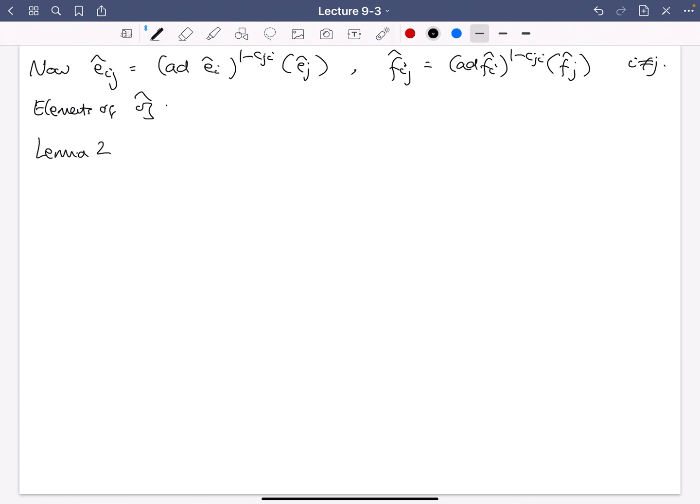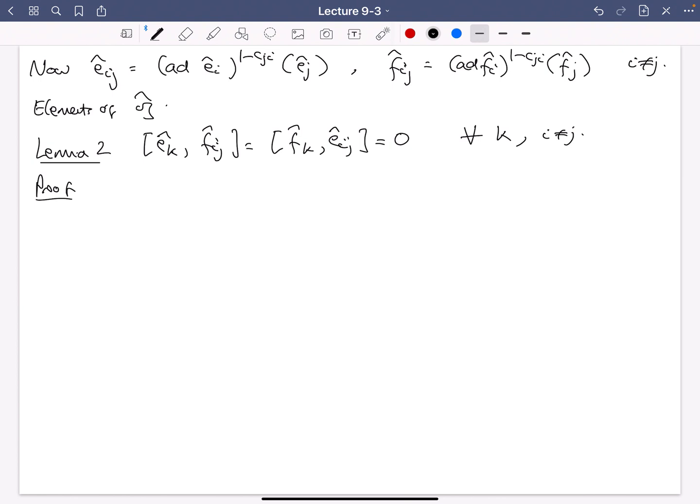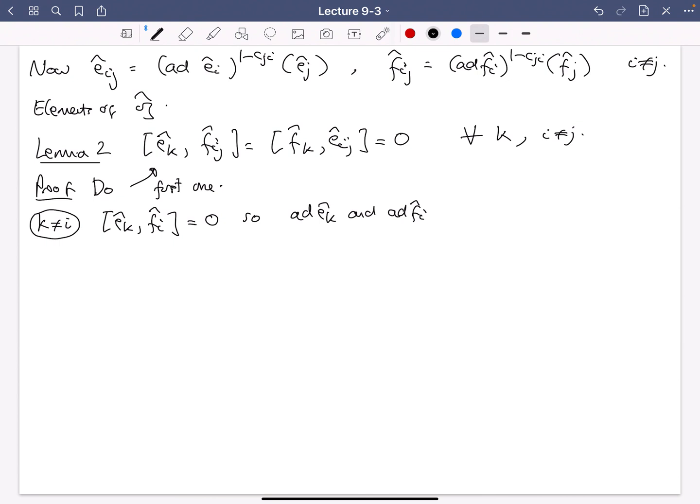And I've got to prove another technical lemma, namely that if you take some E_k hat and you bracket it with this F_ij hat, or with E's and F's reversed, both similar, that's 0 for all k and for all i not equal to j. Okay, so let's quickly run through this. This is just a silly proof. So I'll just do the first. So let me see, if k is not equal to i, then that commutator is 0 by S3. And that means that ad E_k hat and ad F_i hat commute.